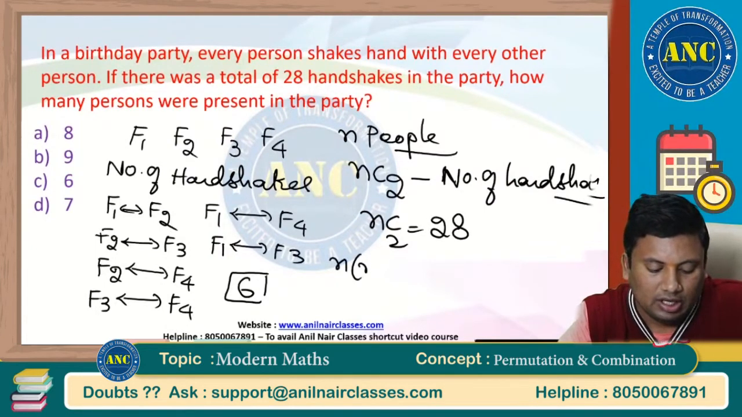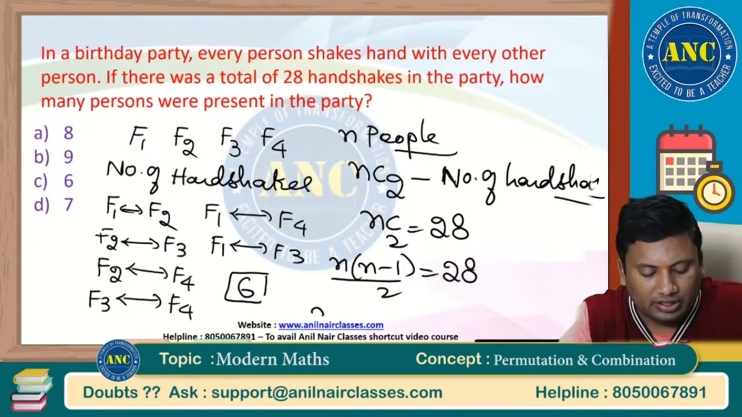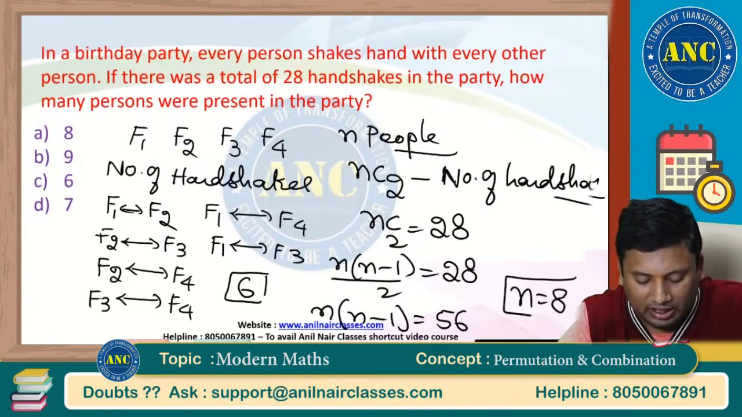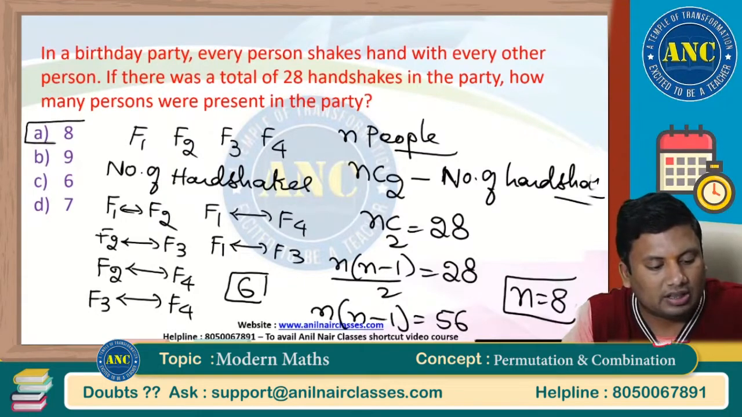nC2 is n into n minus 1 by 2. It is 28. So n into n minus 1 is 56, so the n value is nothing but 8.